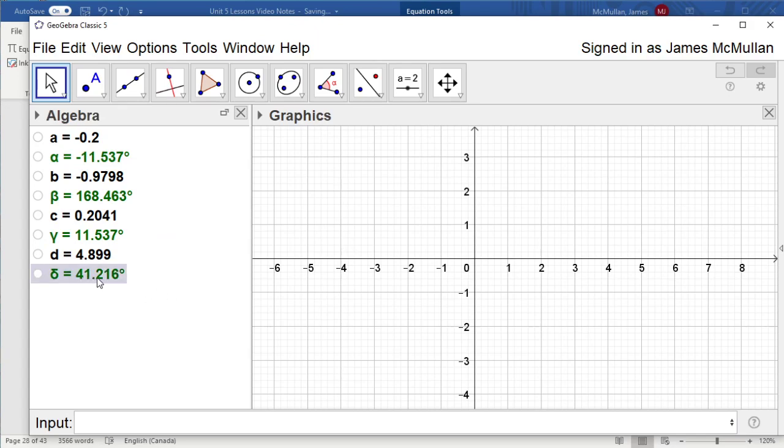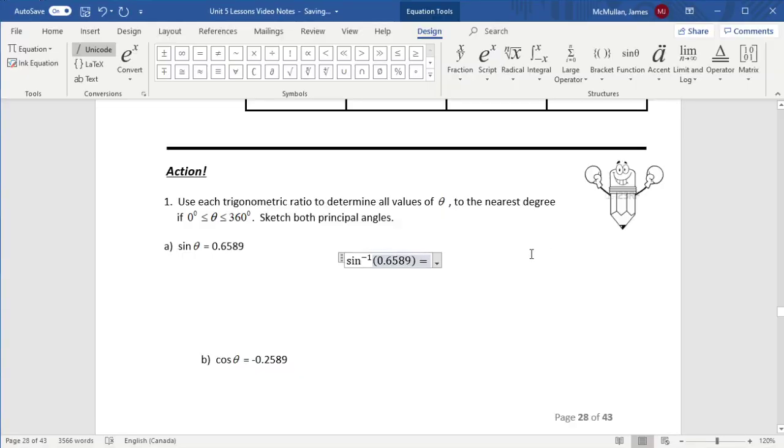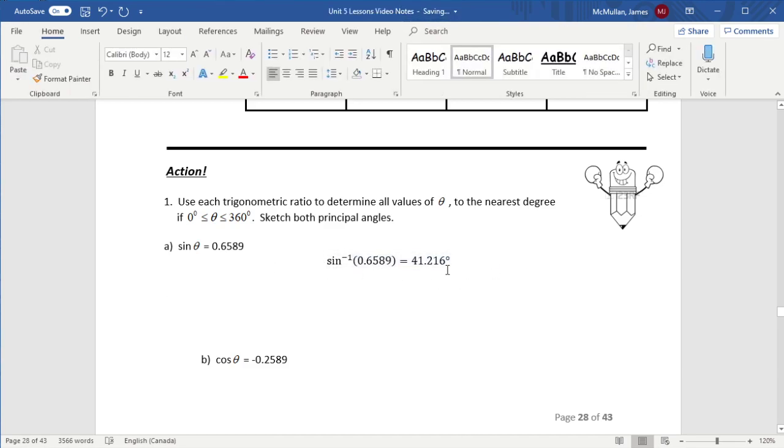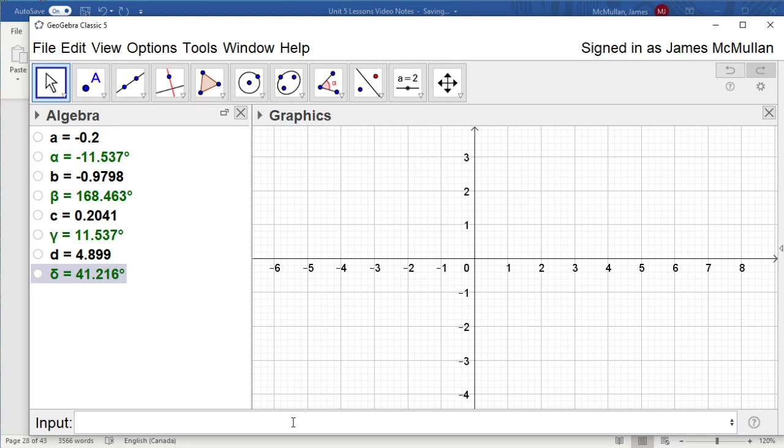It gives me 41.216. It says to the nearest degree, but we can just keep it to a more exact value because it'll illustrate a point I'm trying to make. Now, this looks pretty easy. I'm going to quickly draw it.